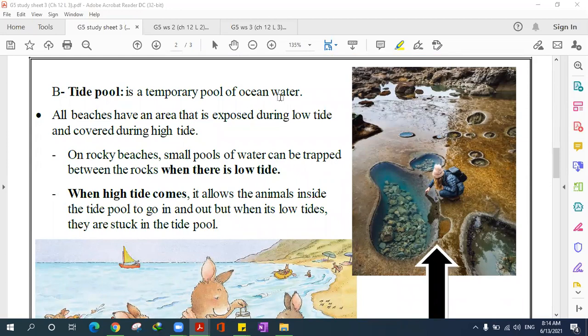Okay. The next feature that we can find over the shore is the tide pools, and you already know that a tide pool is like a temporary pool. It's not permanent because we have high tide and low tide. Remember that, guys? I hope you still remember this.